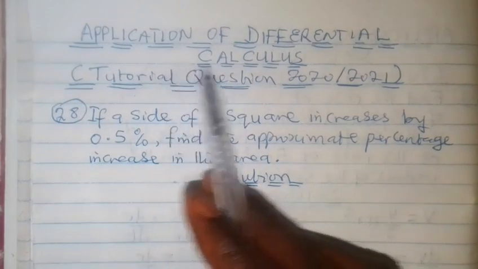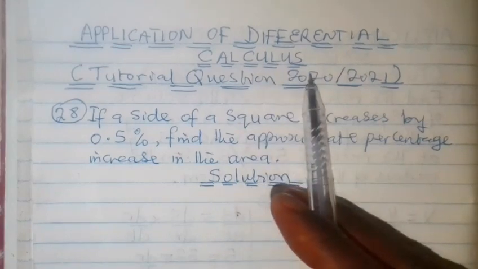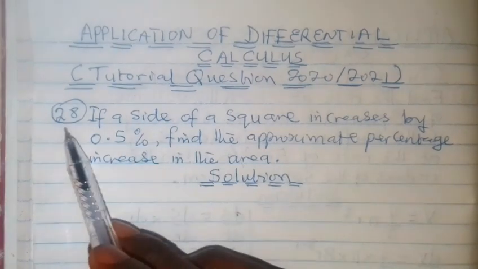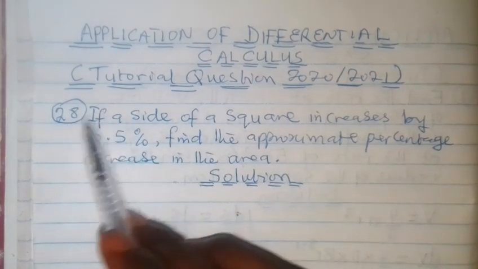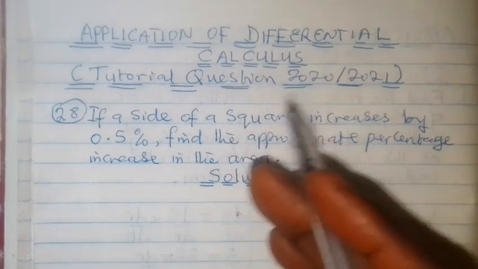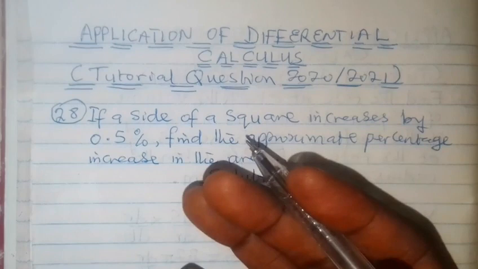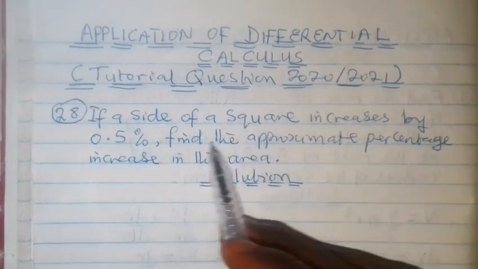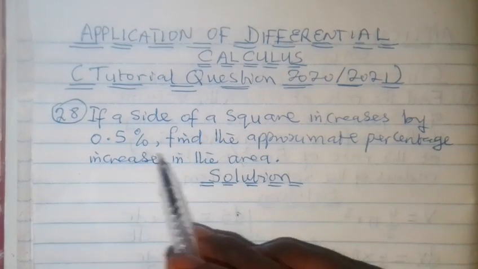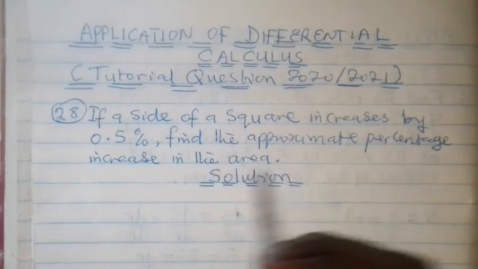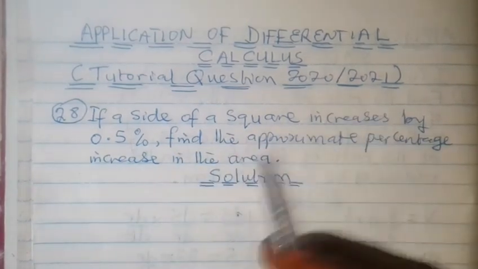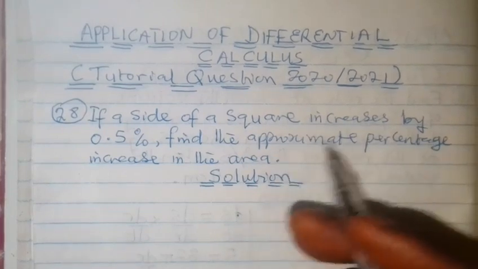We are still talking about the application of differential calculus, and this is a tutorial question 2020-2021. We are now at question 28. This question 28 is talking about the application of differential calculus in approximation. Now, the question reads, if a side of a square increases by 0.5%, then we are asked to find the approximate percentage increase in the area. So basically here we are talking about the percentage increase in area of a square.